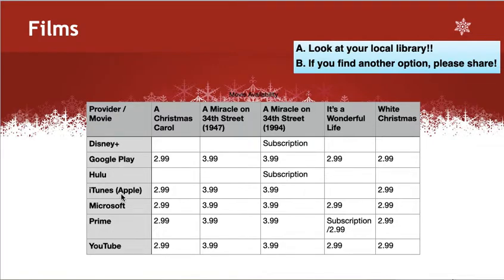There were so many, so I just grabbed ones that are sort of more popular. As you can see, Hulu has very little, Disney Plus doesn't have a lot, but Google Play is easy to get to, YouTube is, those kinds of things. You don't have to be subscribed to get them. So if you find those other options, please share. Please look for your local library and see if they have any copies to borrow. But it looks like A Christmas Carol is $2.99 at all of those, and don't hesitate to share what you find.